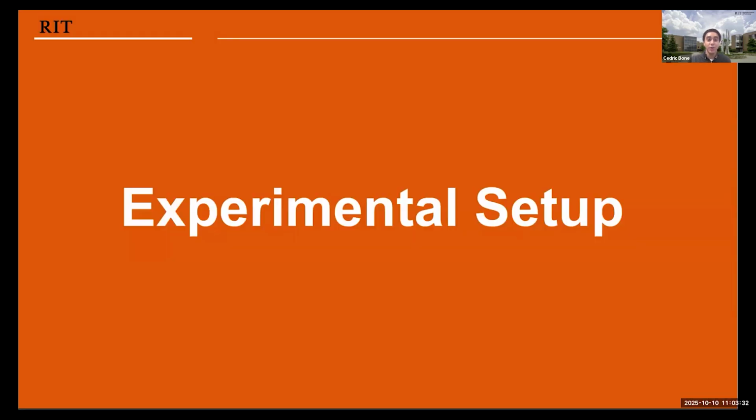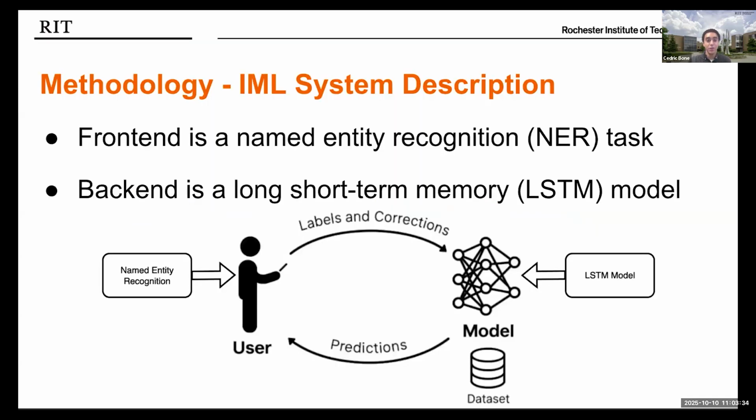So I'm going to move on to my experimental setup. In order to answer those research questions, I made an IML system. The IML system consists of a front end and a back end. The front end is an NER task. NER stands for named entity recognition. It's a process in natural language processing where the task is to identify the named entities and classify them into predefined categories. It was chosen because it's highly configurable based on the tag sets that you select.